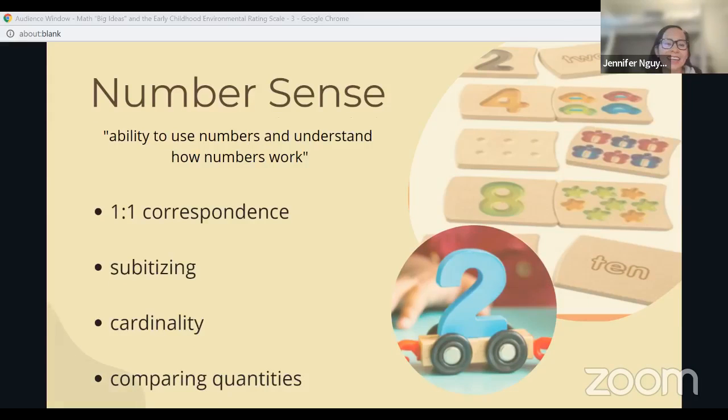Okay, I'm going to click this very gently, and it's going to go forward. So when we talk about these big math ideas, one-to-one correspondence, subitizing, cardinality, comparing quantities, the end state is that the children in our classroom are going to understand and have a deep conceptual understanding of number sense: the ability to use numbers and understand how numbers work. Yes, children in preschool classrooms have the ability to learn this if it's intentionally taught.